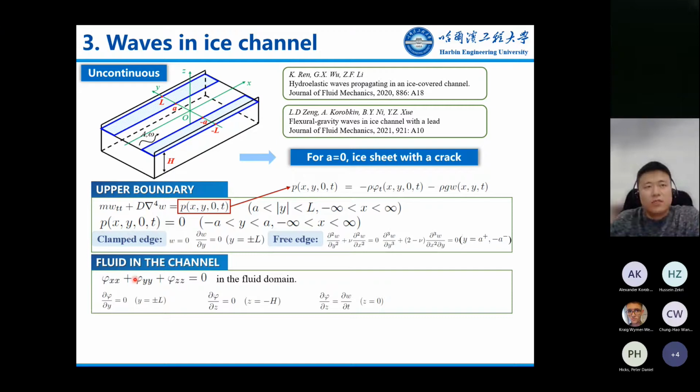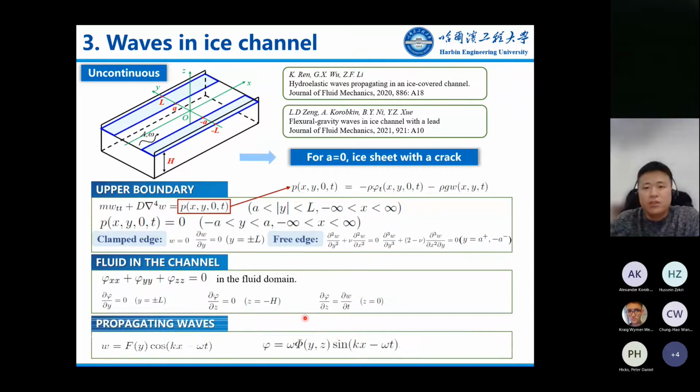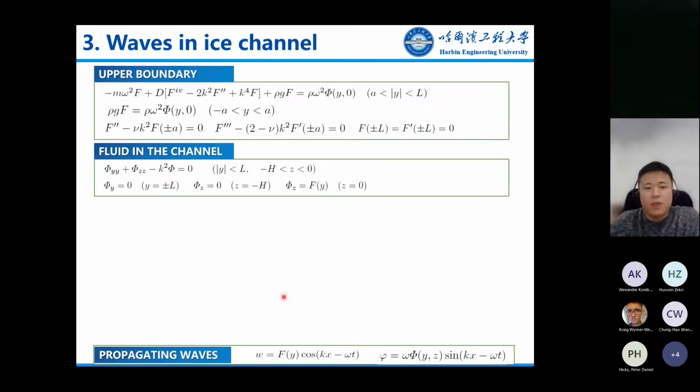Similarly, the fluid in the channel satisfies the Laplace equation and the corresponding boundary conditions. Assuming sinusoidal waves propagating along the channel, we can substitute the equation of the propagating wave into the upper boundary condition of the channel and the Laplace equation. Equations relating to the wave profile across the channel and the potentials across the channel can be obtained.